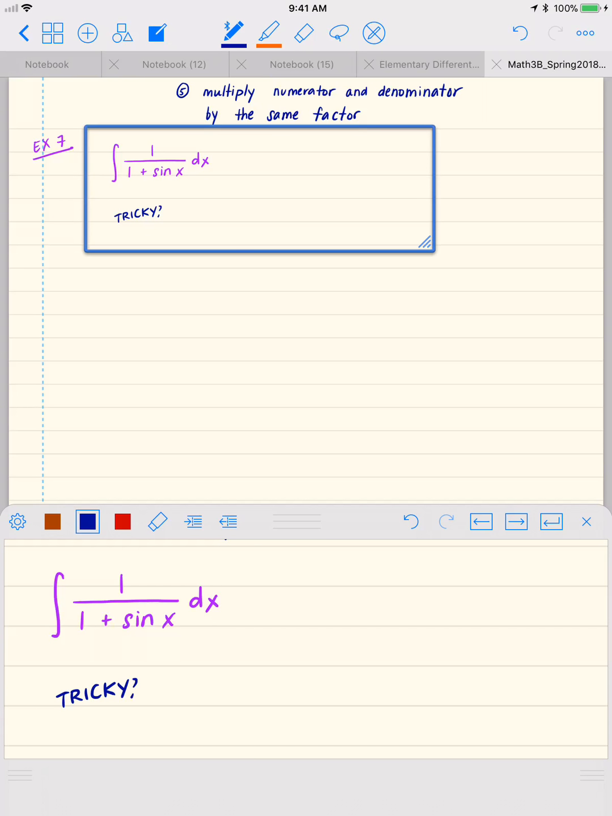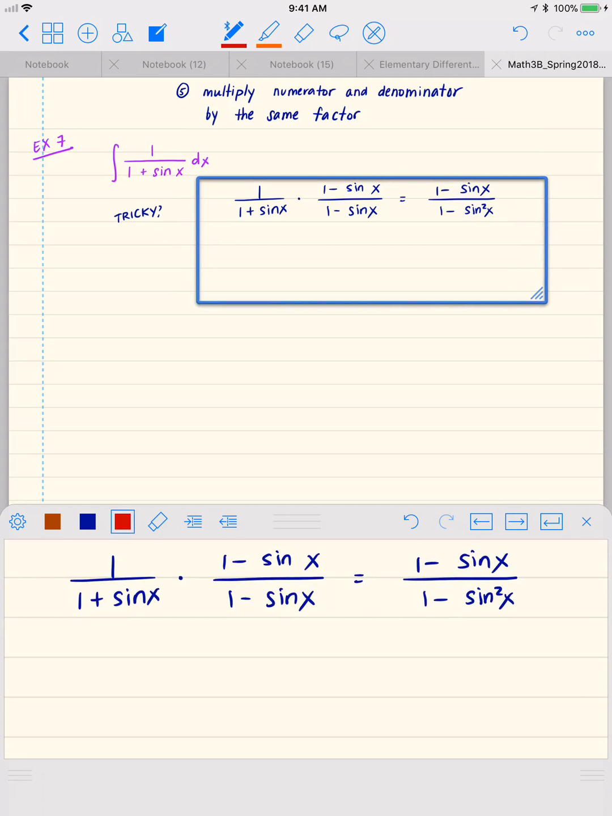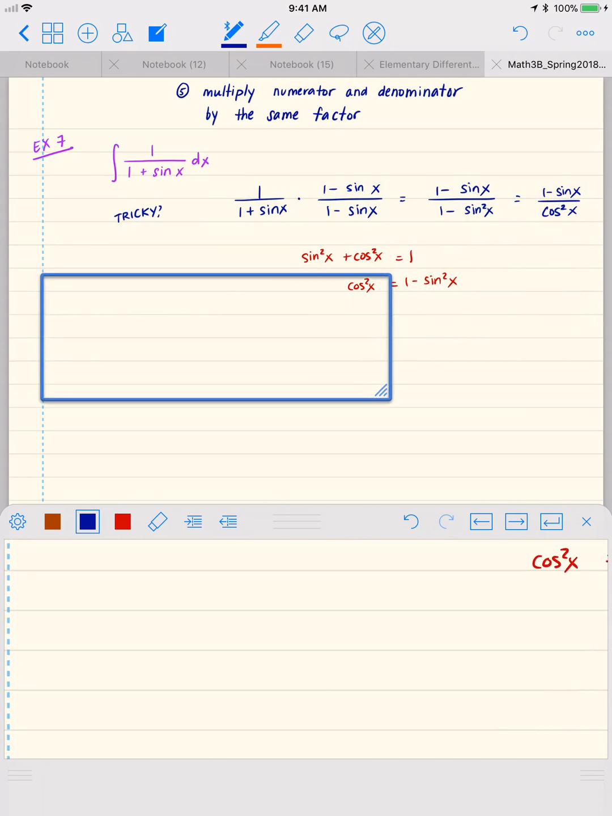We're going to multiply our integrand, 1 plus sine x, on the top and the bottom by 1 minus sine x. In the denominator, we get 1 minus sine squared x. Perfect chance for us to remember that sine squared x plus cosine squared x equals 1. So 1 minus sine squared x is the same thing as cosine squared x. So we can rewrite our integral as 1 minus sine x divided by cosine squared x.